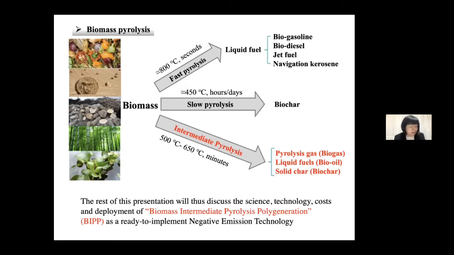So our study focuses on China and the state-of-the-art biomass intermediate pyrolysis polygeneration, BIPP for short, system as a near-term alternative to biogas until the latter becomes more cost-effective and feasible.